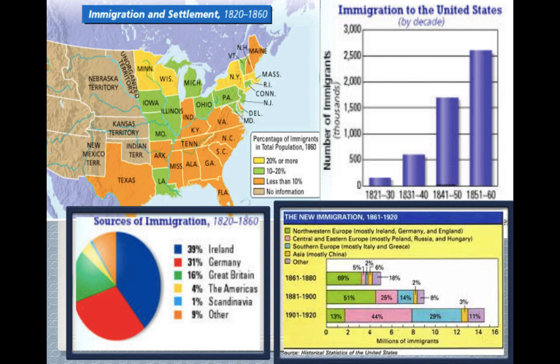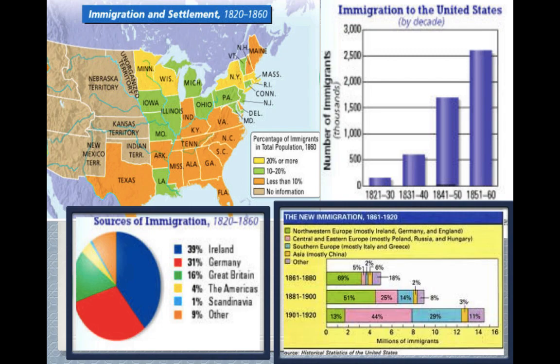Just underneath that you see the sources of that immigration, largely Irish and German, some British, some from the Americas, which would be South America, right? Some Scandinavian, very small, and then a little bit of a larger percentage of other. Immigration to the United States by decade, you can see it's definitely growing as we get to the 1850s and 60s. But then look down, bottom right, new immigration, 1861 through 1920.